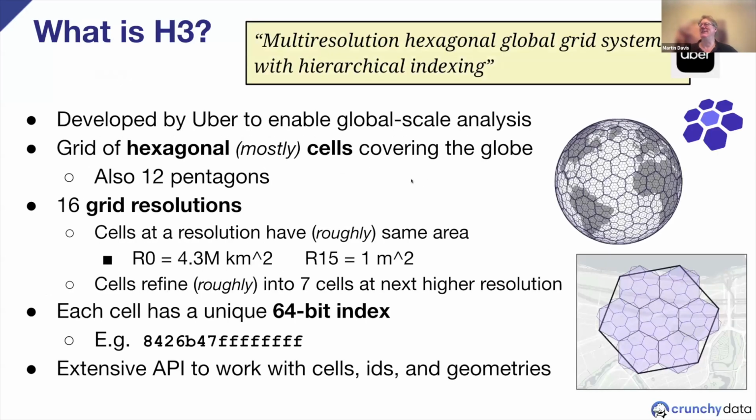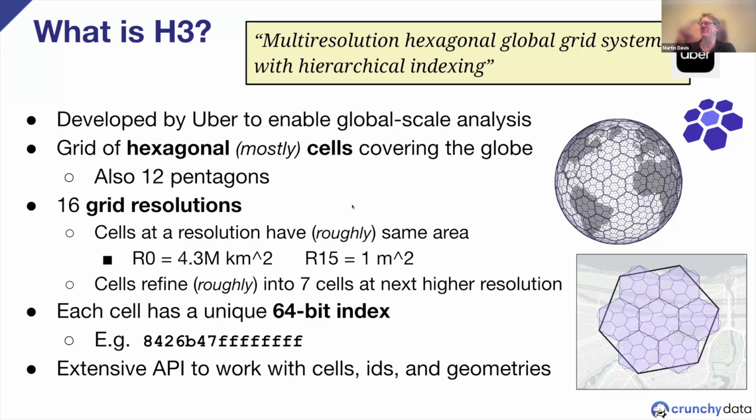So what is H3? It is a multi-resolution hexagonal global grid system with hierarchical indexing. It was developed by Uber to enable global scale analysis. It's a grid of hexagonal cells that cover the globe. Mostly, there's actually 12 pentagons cleverly spaced around the globe in the water, mostly. There's 16 different grid resolutions, which go from 4.3 million square kilometers per cell down to 1 square meter per cell. So any resolution you can imagine.